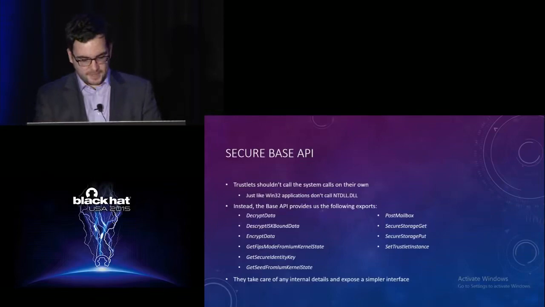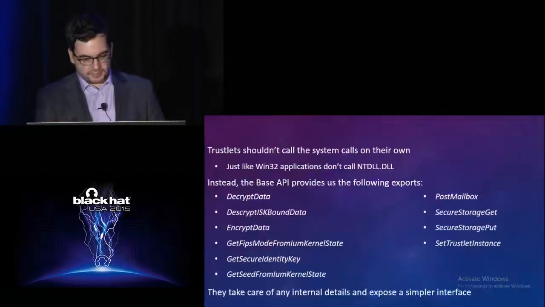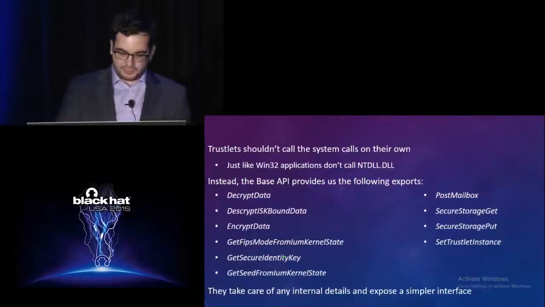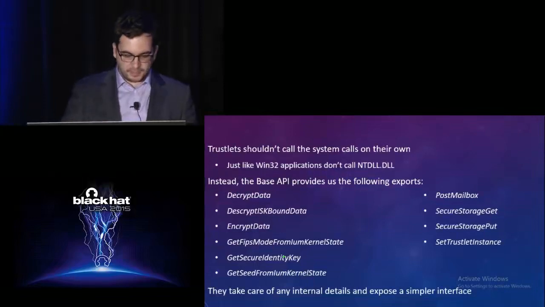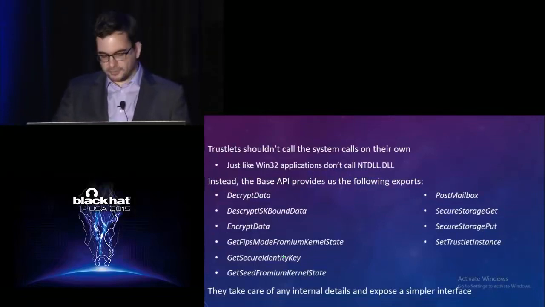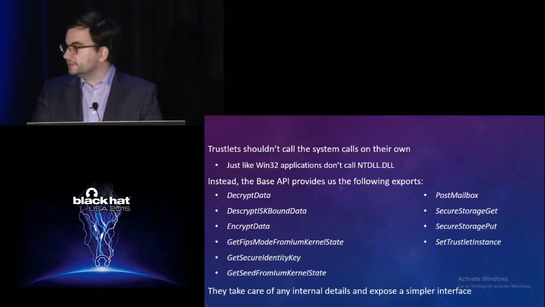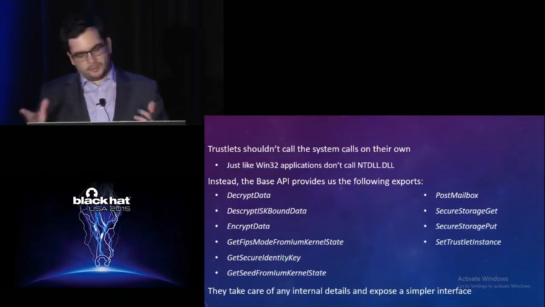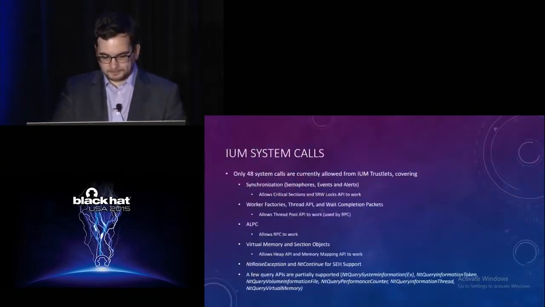And so these are the APIs that are kind of provided to trustlets today, which match those system calls, right? So decrypt bound data, encrypt, get FIPS mode, get the identity key, get the seed, post the mailbox, secure storage, get, put, and set your instance. So basically these are kind of the, I don't want to say documented, but the high-level interface that trustlets are going to be able to call.